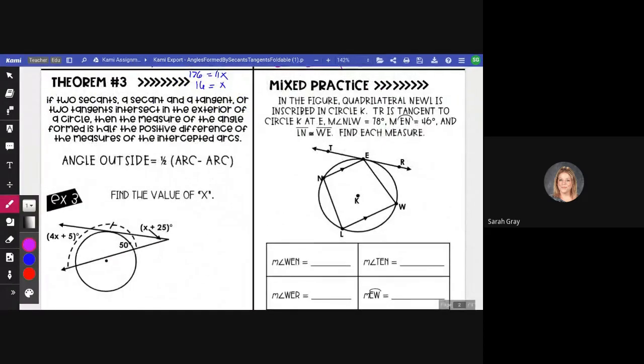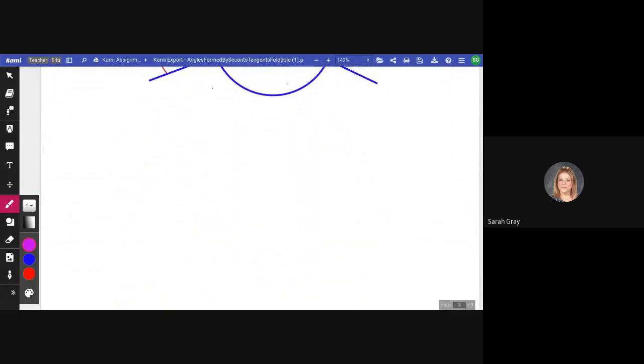Alrighty. Third theorem. If two secants or a secant and a tangent or two tangents intersect on the exterior of a circle, then the measure of the angle formed is half of the positive difference of the measures of the intercepted arcs. Okay, so that sounds like a whole lot. Let me draw it down here.